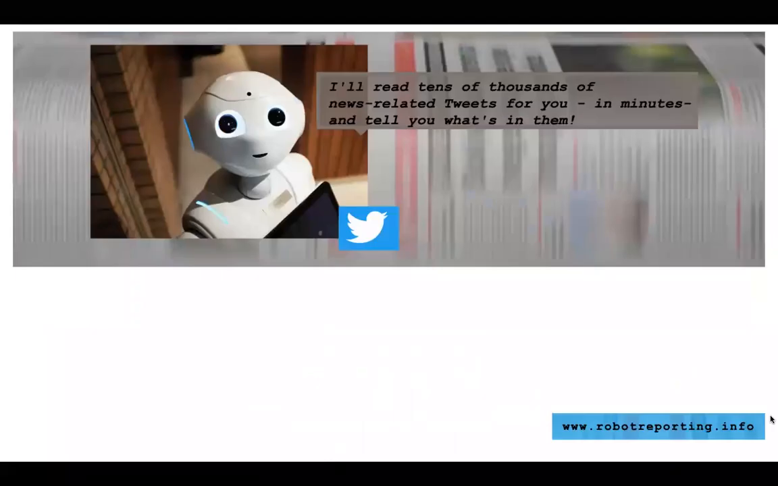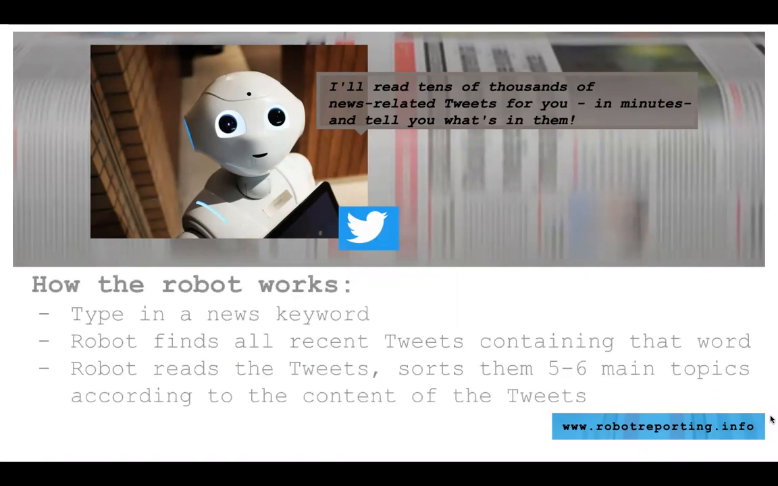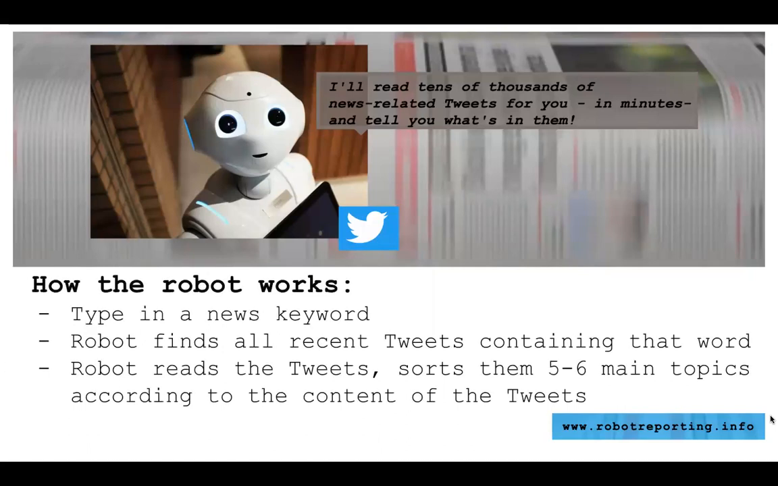I'll tell you about the tool I built, what I like to call my little robot, or robotic assistant. What it can do is read tens of thousands of news related tweets for you in just minutes and tell you what's in them. How does it work? Well, you type in a news keyword, the robot finds all of the recent tweets that contain that keyword, reads the tweets, and then sorts them out into the 5 or 6 main topics according to the content of the tweets.